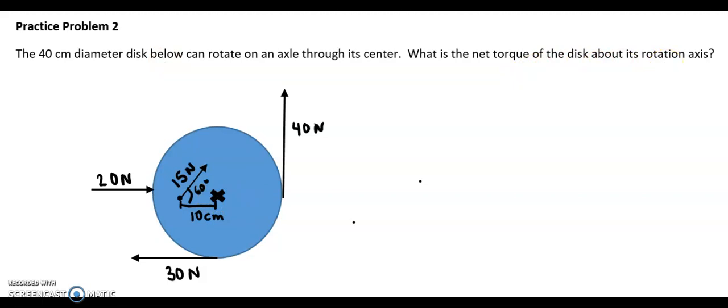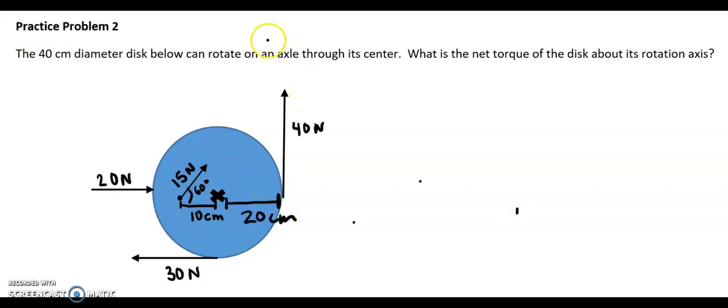Cool. So let's go ahead. We have a lot of different forces acting on it. Let's go ahead and look at each one. So let's look at this 40 Newton one first. Okay, so how far away is that from its rotation point? It is a 40 centimeter diameter, so 20 centimeter radius.